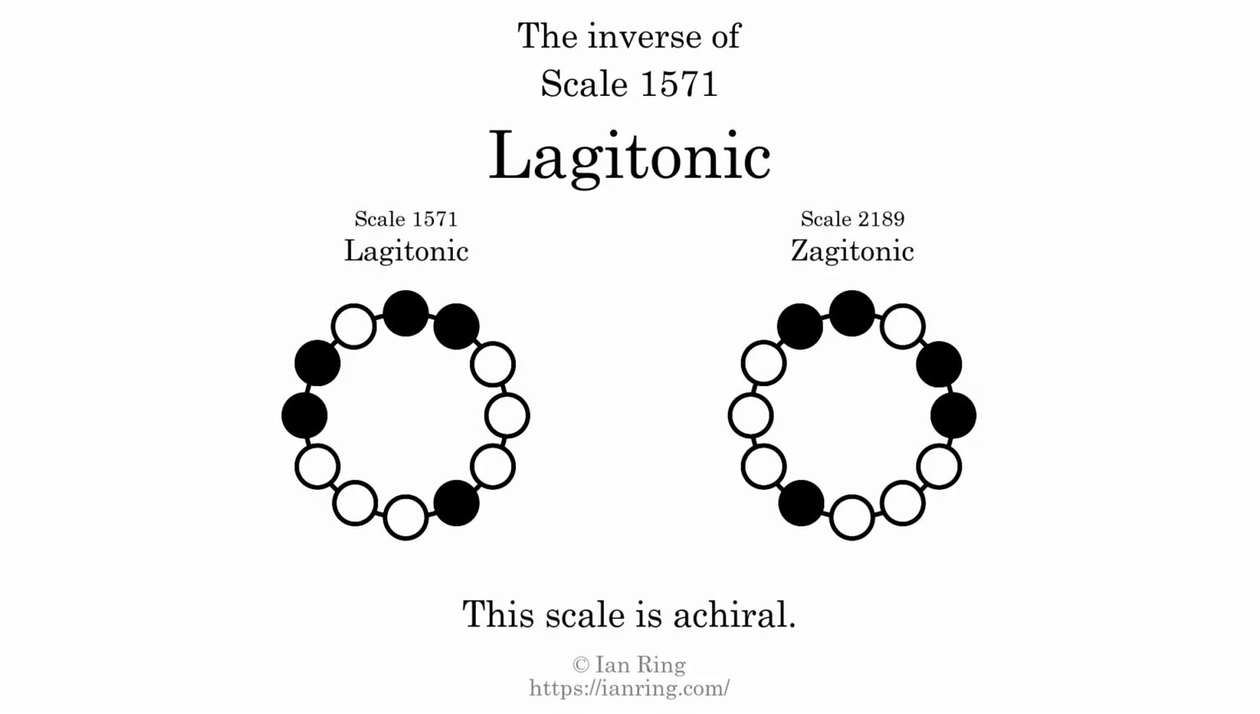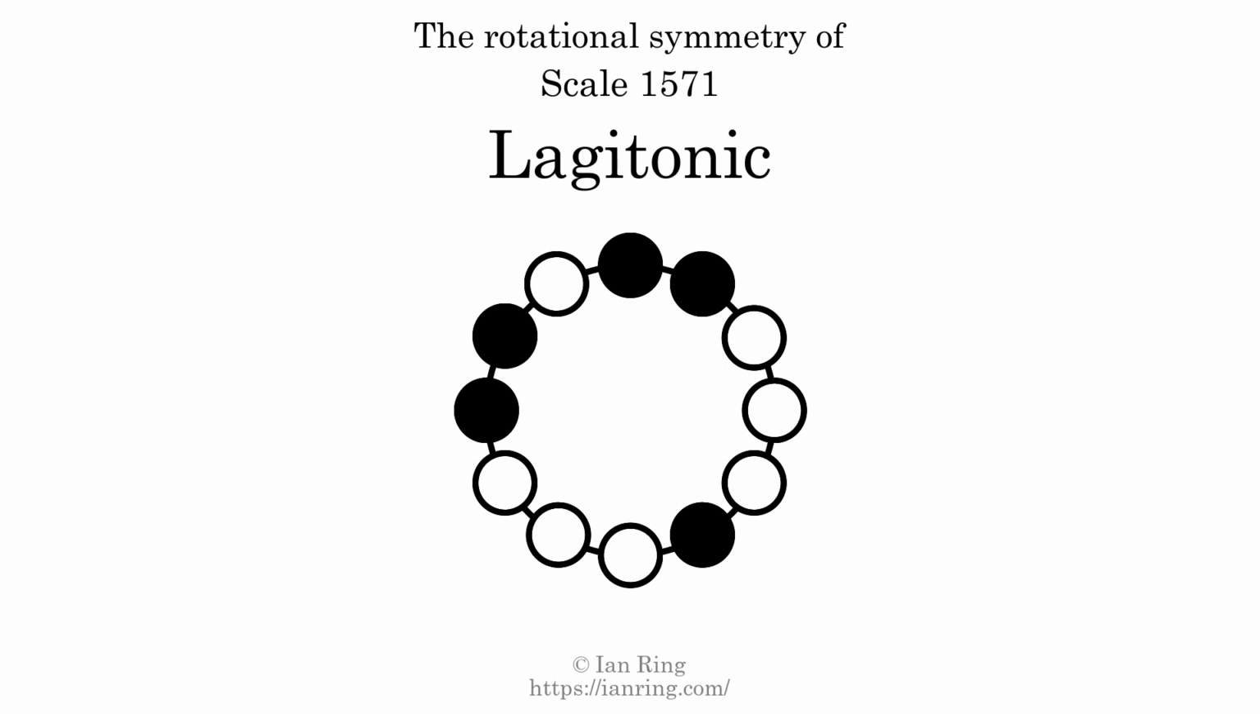The inverse of a scale is a mirror image. It is what you get when the sequence of intervals is reversed. The inverse of this scale is scale 2189, also known as Lagitonic. This scale is achiral, since it can transform into its own reflection by a rotational transformation. This scale has no rotational symmetry.